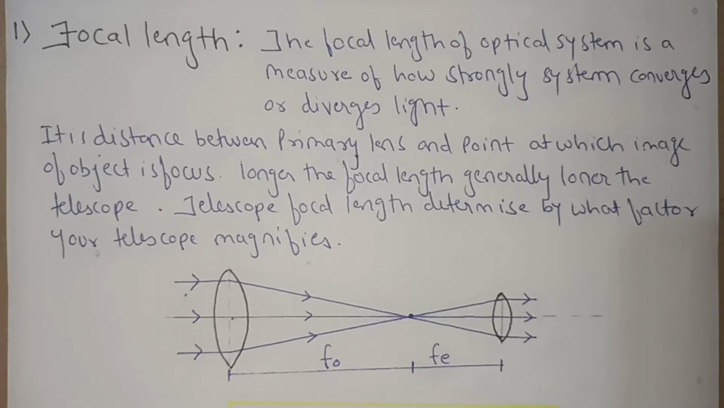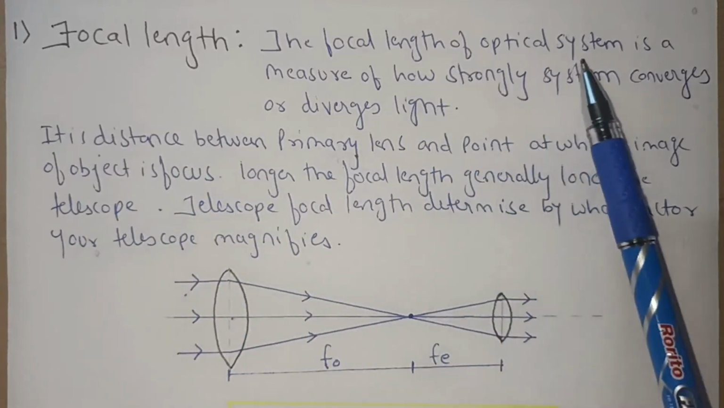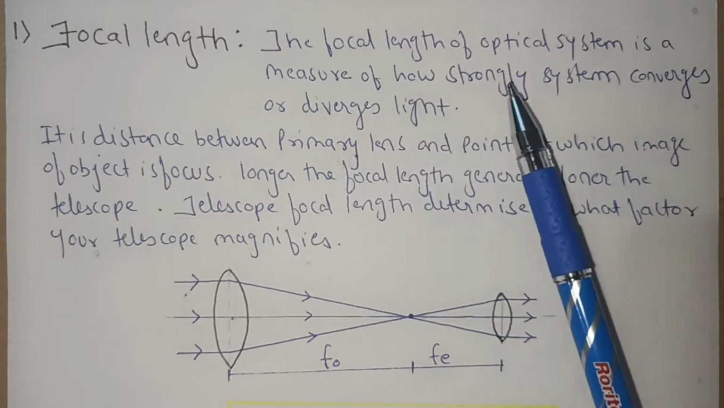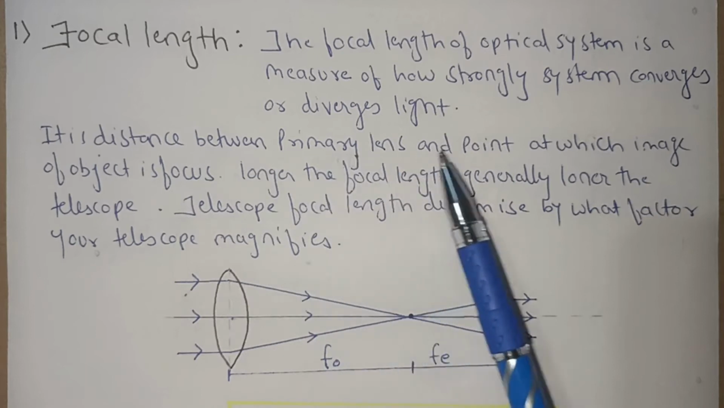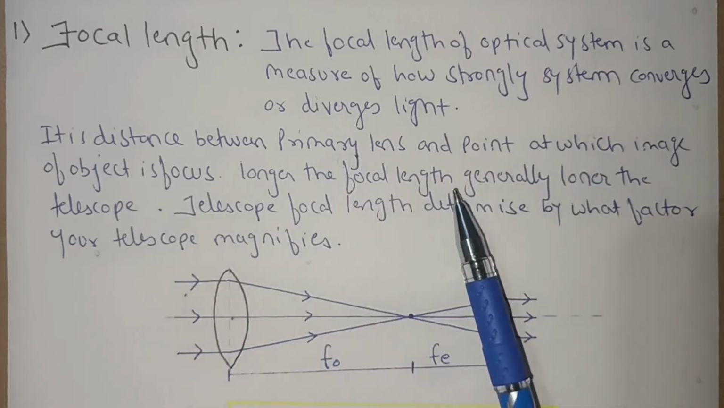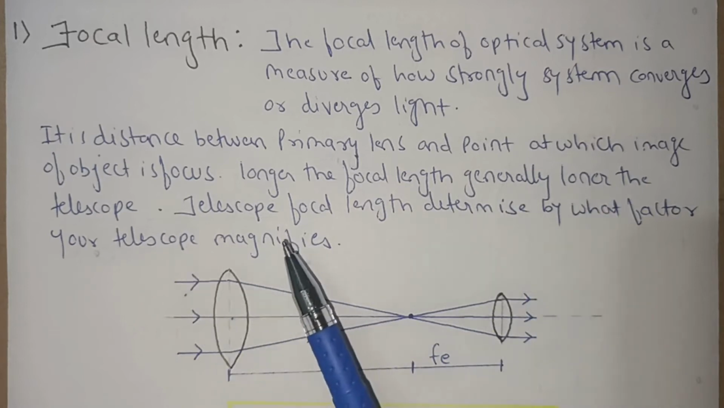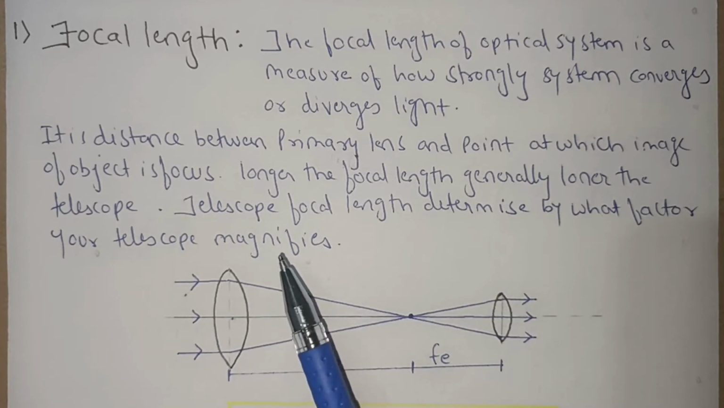Now we will see the characteristics of the refracting telescope. The first one is focal length. The focal length of an optical system is a measure of how strongly the system converges or diverges light. It is the distance between the primary lens and the point at which the object is focused. The longer the focal length, generally the longer the telescope. Telescope focal length determines by what factor your telescope magnifies. Okay, so it determines the magnification of your telescope.